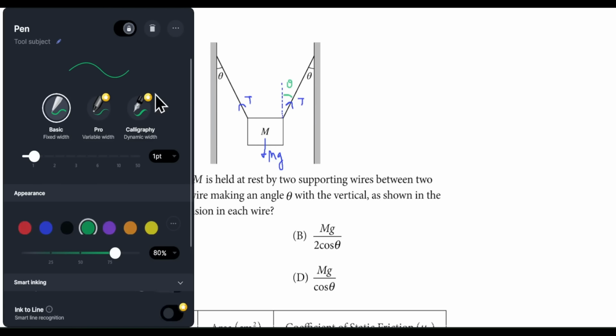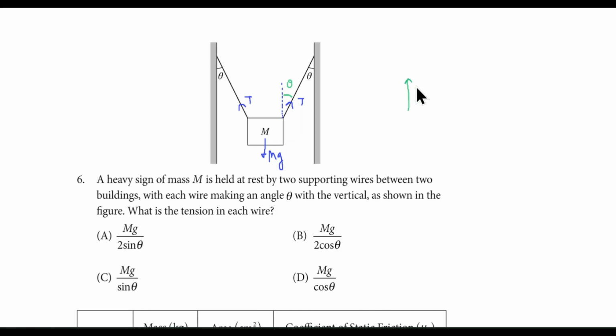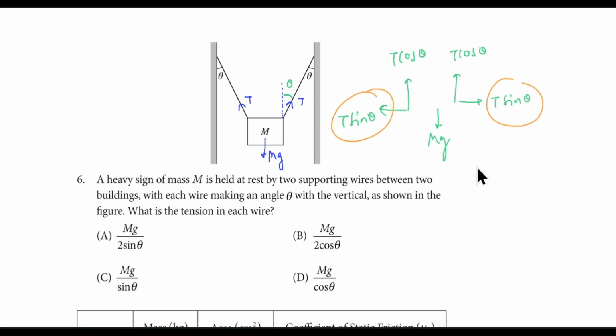If I make the components now, they are going to look like T cos theta from the left side, T cos theta from the right side, then T sine theta going to the right, and T sine theta going to the left, and there is an mg over here. All I have to do is equate the vertical forces and the horizontal forces. Horizontal doesn't make any sense because obviously T sine theta and T sine theta cancel. So total upward force is 2T cos theta and downward force is mg. So the value of T is mg over 2 cos theta, which looks like option B.